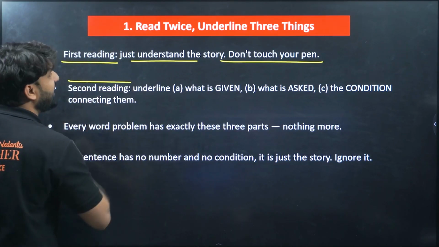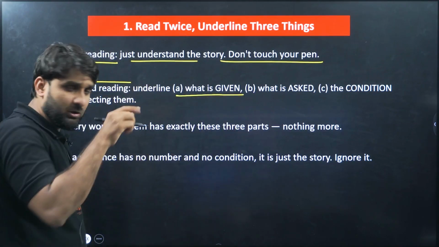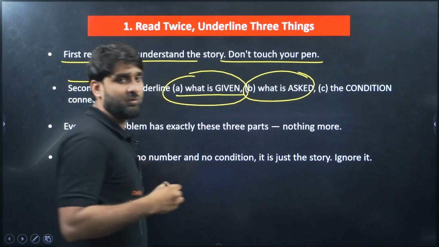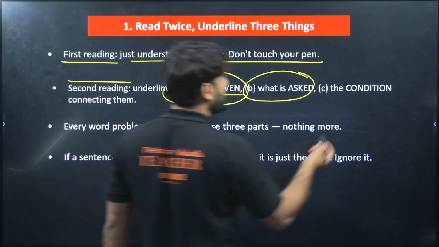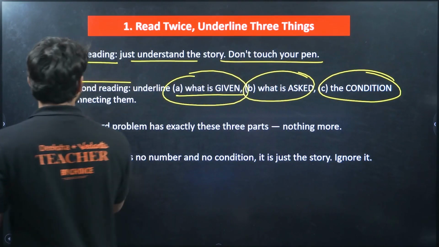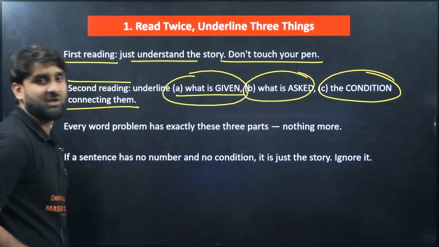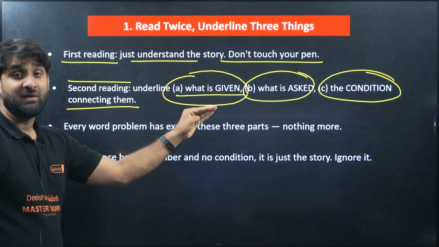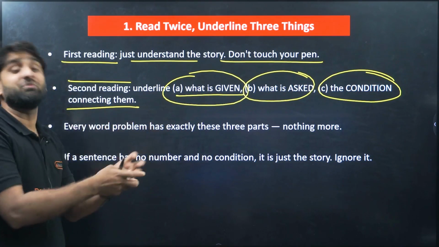Now in the second reading, do one thing. What is given there? Write all the given information. Second, what is asked? What the question is asking you to calculate. And third is the condition connecting them. How to connect the given information and what the question is asking. So the second reading should be the mathematical relation: how to interpret the mathematical relation, how to form the equation.